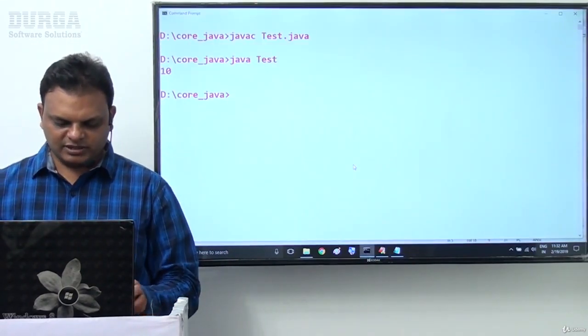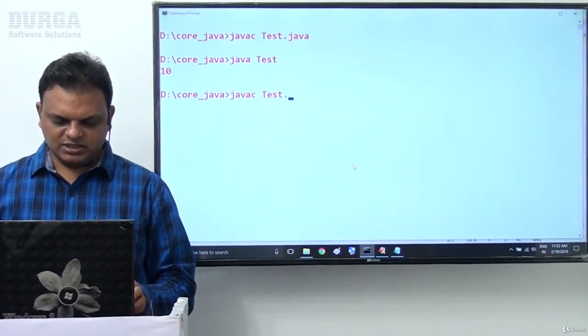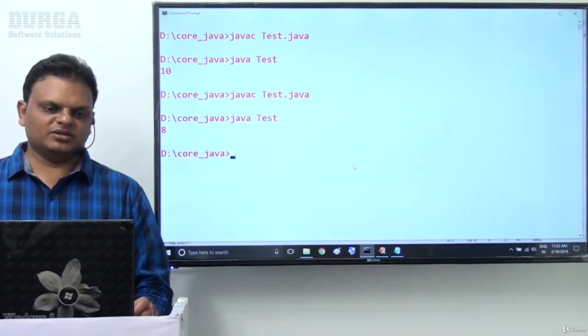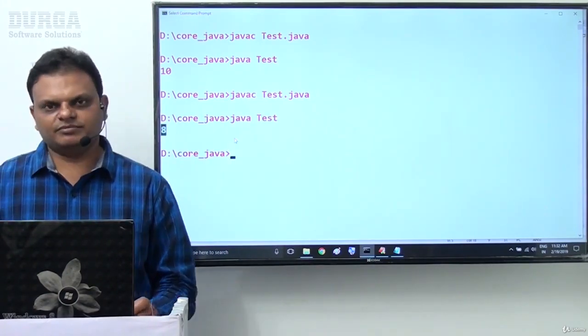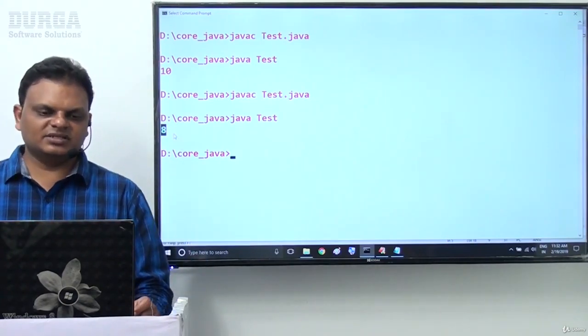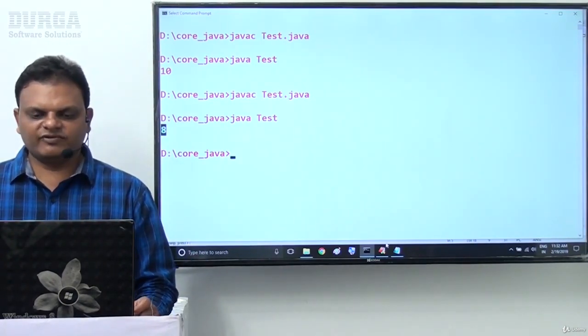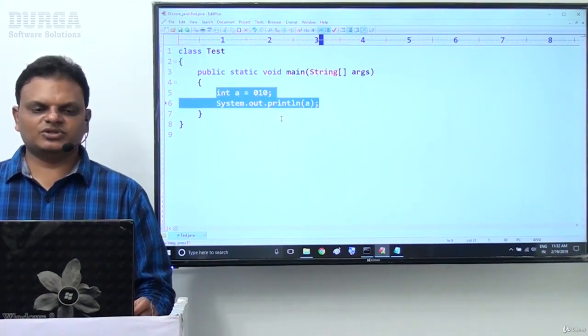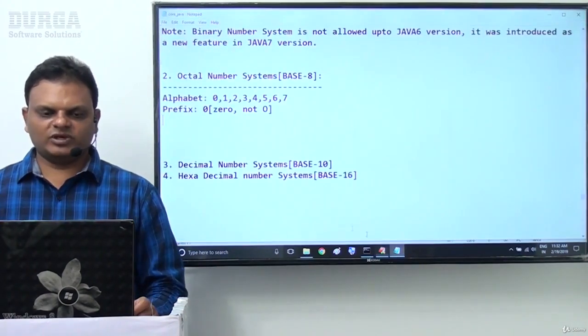Now here, javac test.java compiled successfully. java test, here we are getting 8 as the number. That means 8 is the digit we are getting there. So this is a way to represent this number like an octal number system. Okay, I will go for a few examples here.